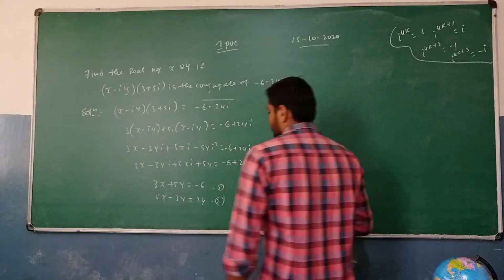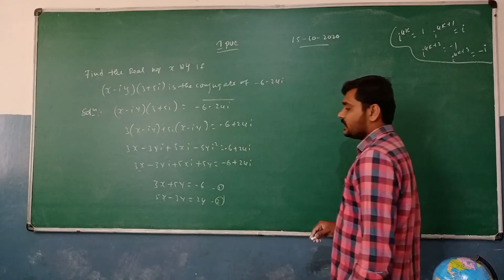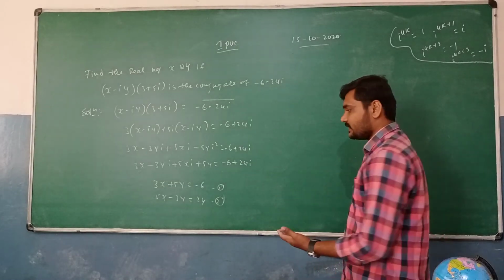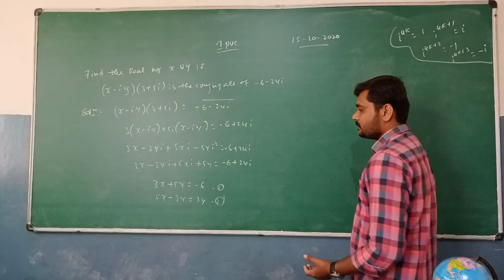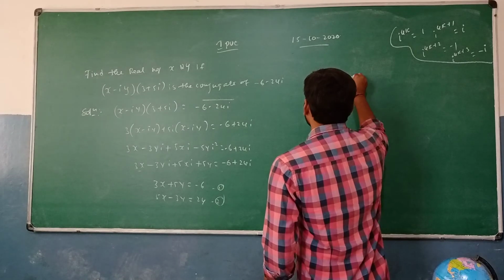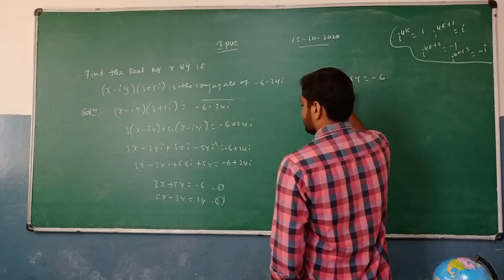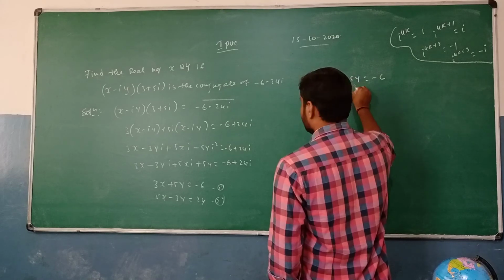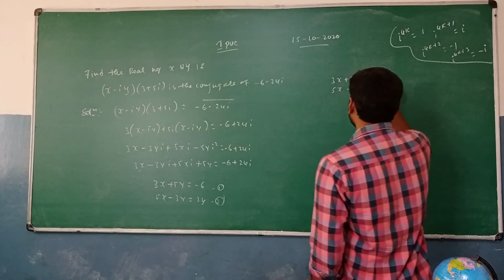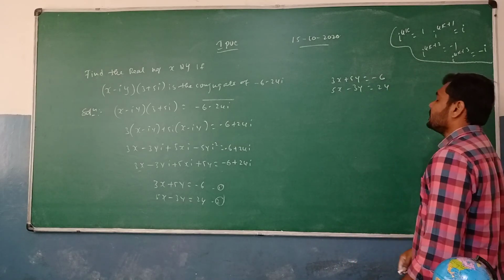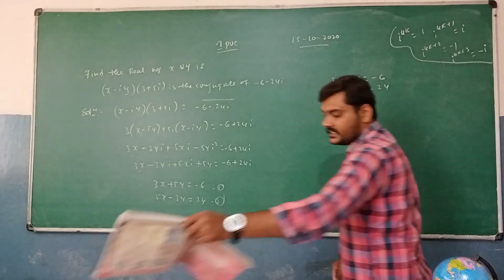Now how can we solve this? It can be the cancellation method or the substitution method. The best is the cancellation method. So here 3x plus 5y is equal to minus 6, and 5x minus 3y is equal to 24. The best way is to multiply, again multiply with these things.